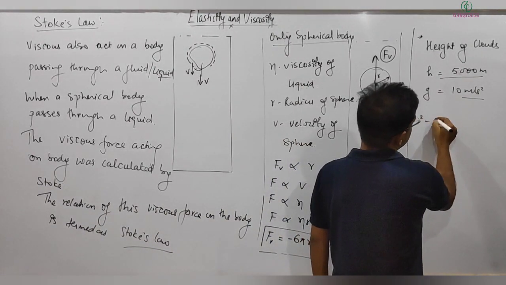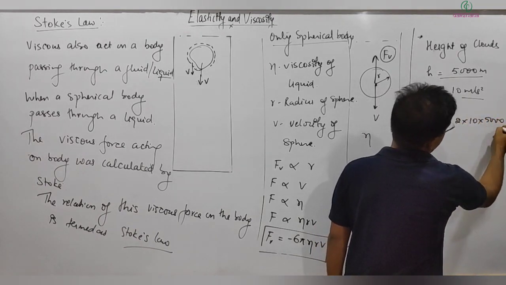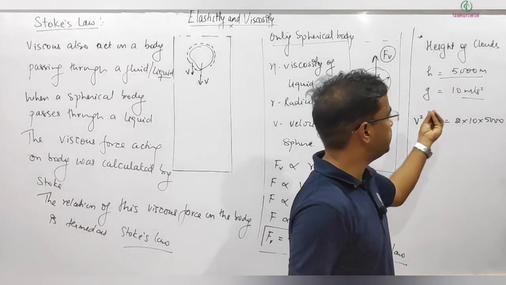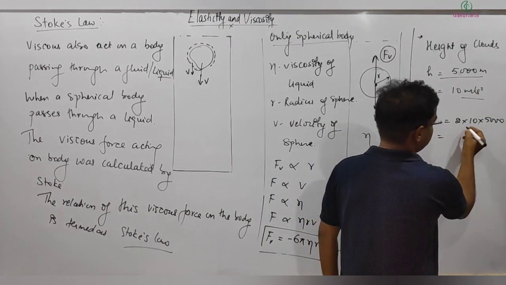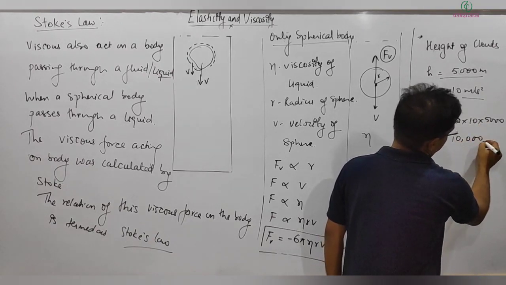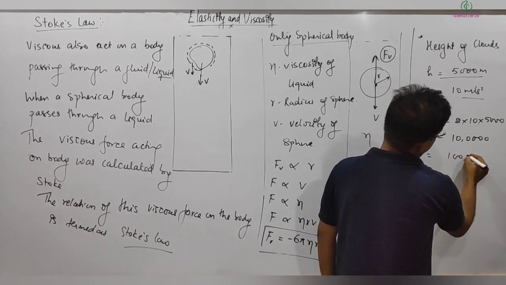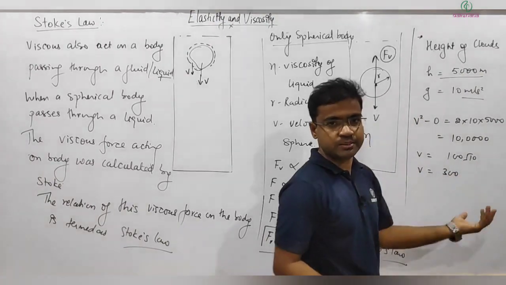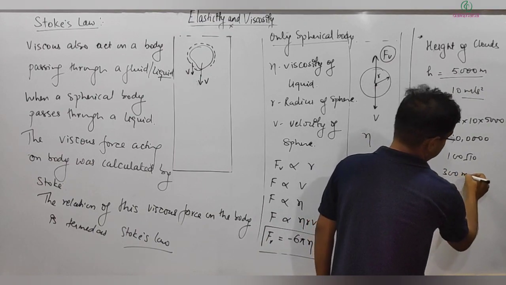So I can write v square minus u square is equal to 2as, where s is 5000, 5 kilometer. I'm just taking it simple; even if it is falling from 5 kilometer, it's actually more than that, definitely. Then it's coming out to be 10 to the power 4, so v is equal to 100 root 10, and that will be roughly 300, because root 10 is 3 point something. So I'm taking it roughly 300 meter per second.